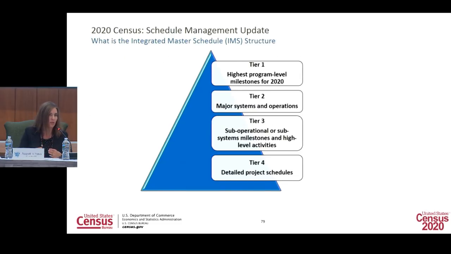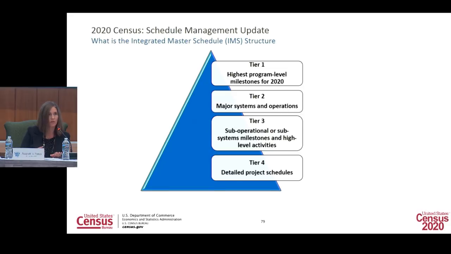So this is just a depiction of the schedule architecture and the tiers that I'm speaking of. We take a 4-tiered approach, with tier 1 representing our highest program level milestones for the 2020. These are things such as apportionment counts and delivery of the redistricting summary files. At tier 2, this is where those 35 operations and 52 systems align. Tier 3 is a further breakdown of those, the sub-operational and subsystem milestones and high-level activities. So one example there could be e-case, census data lake, or group quarters.